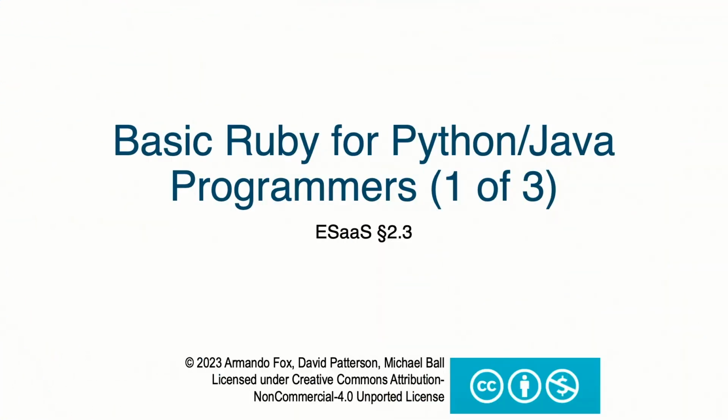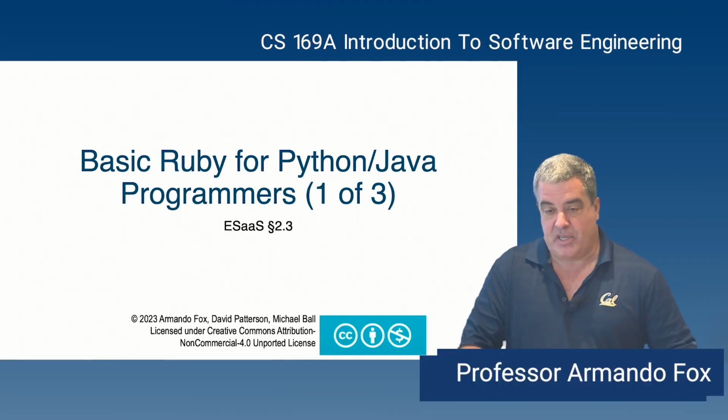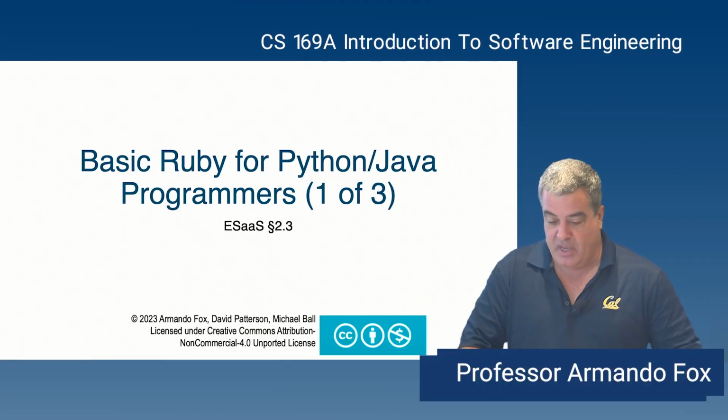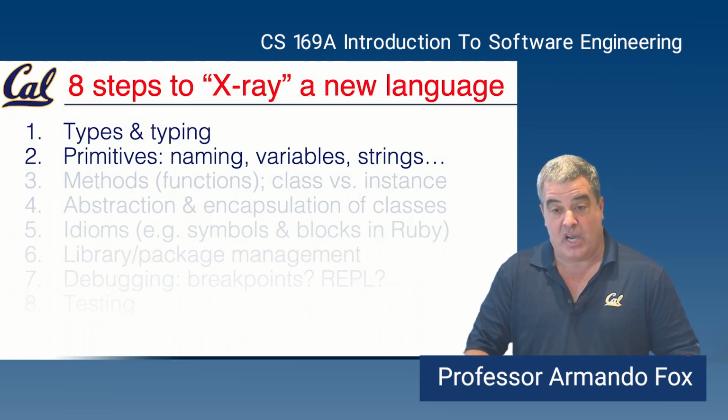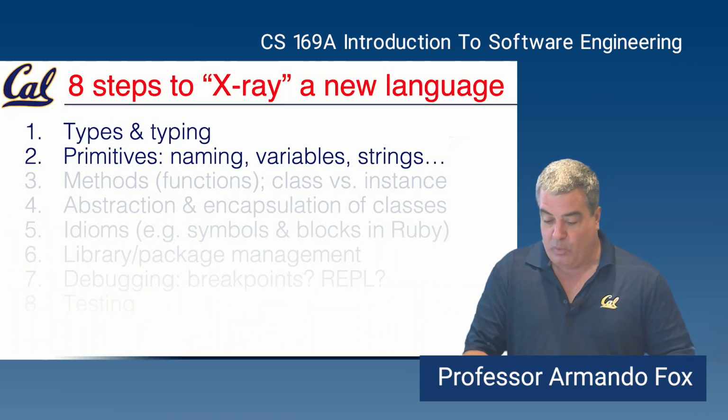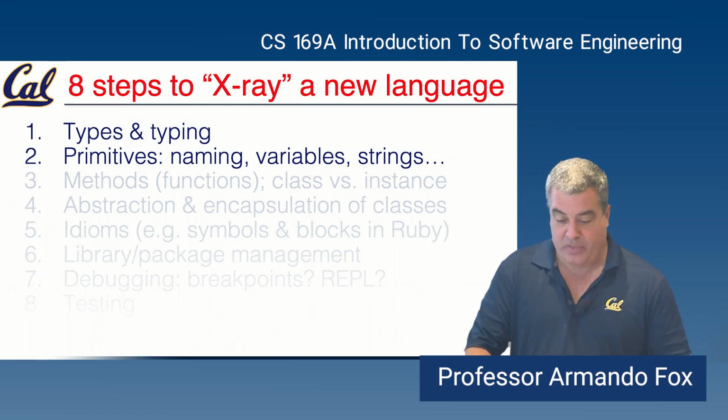So if you're familiar with another imperative object-oriented language, we can basically start by just explaining the deltas to this one. I'm going to break this into three parts. I had the 8 steps to X-ray a new language. First, we're going to talk about the first couple of steps, which is basic information about how types work in the language, how you name things, and so forth.